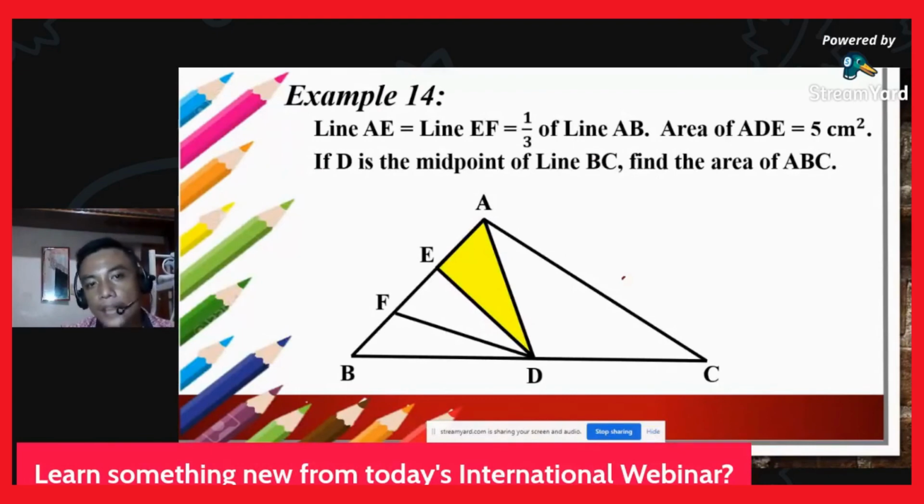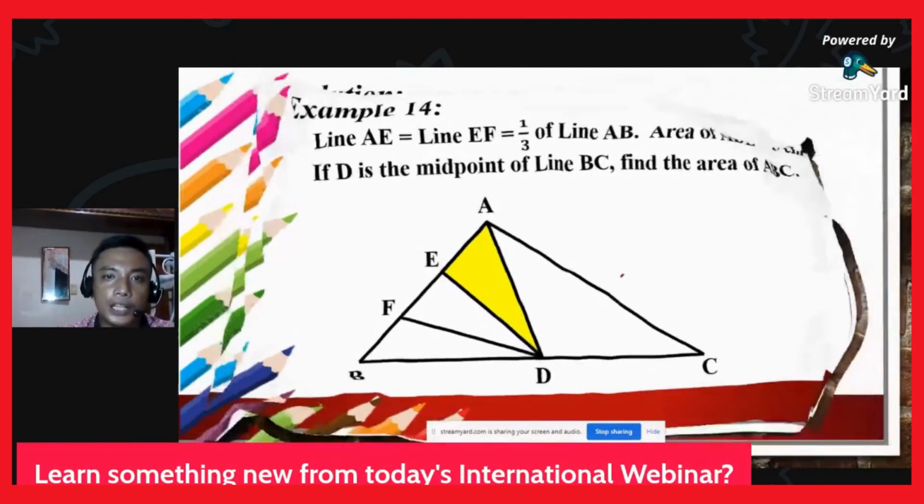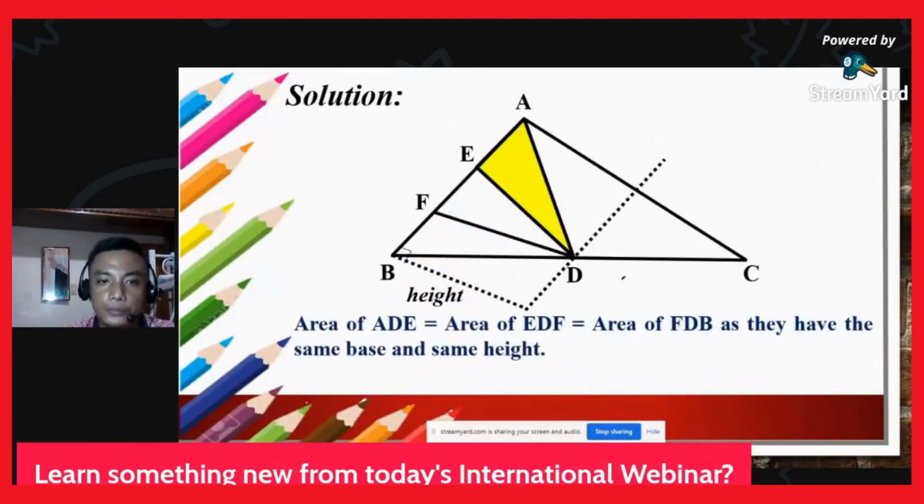Take note that triangle ADB and triangle ADC are equal. May I repeat, triangle ADB and triangle ADC are equal. Also, triangle ADE, triangle EDF, and triangle FDB are also equal. Since the area of ADE is equal to the area of EDF is equal to the area of FBD, as they have the same base and height.